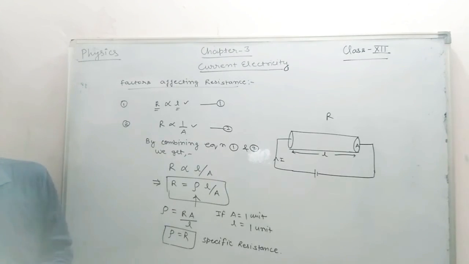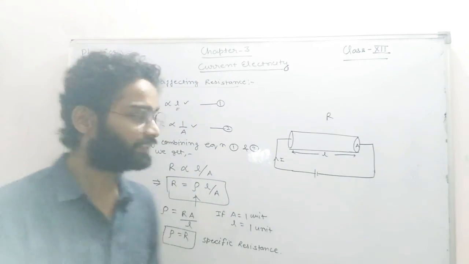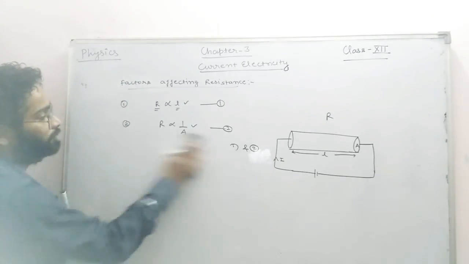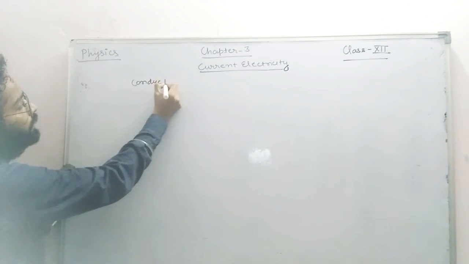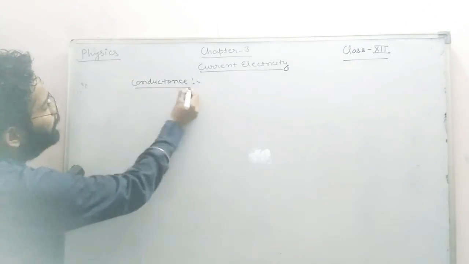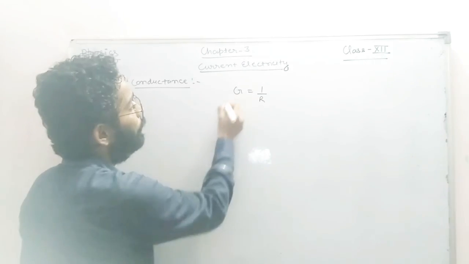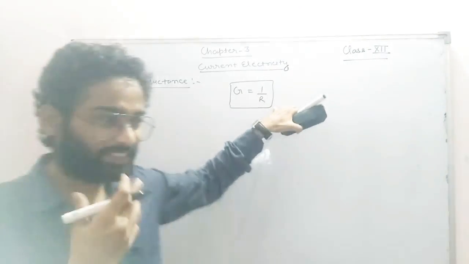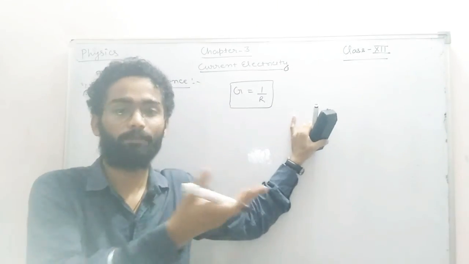Moving further, we are going to discuss two important topics: conductance and conductivity. What is conductance and what is conductivity? As we have discussed resistivity, we have to discuss conductivity and conductance. Conductance is just the reciprocal or inverse of the resistance. Resistance is how much we can put an obstacle in the path of the flow of the current.